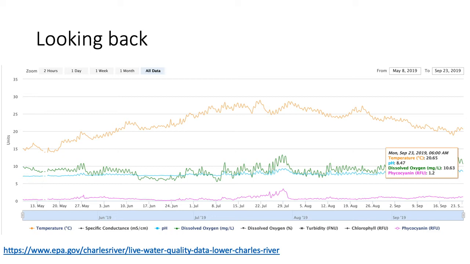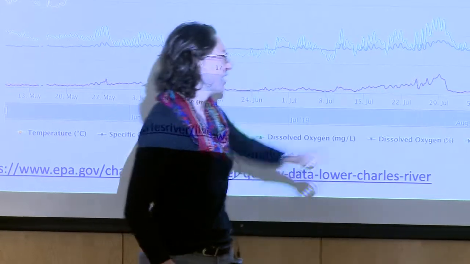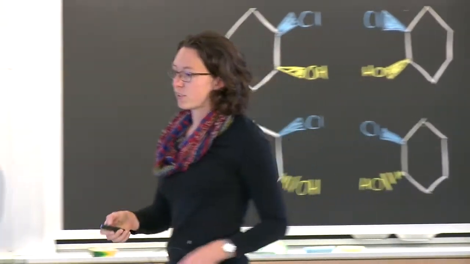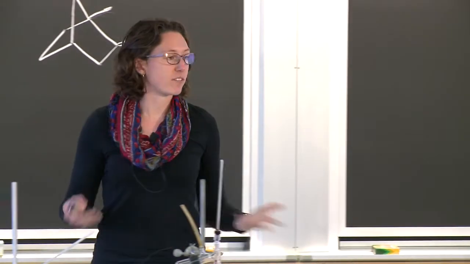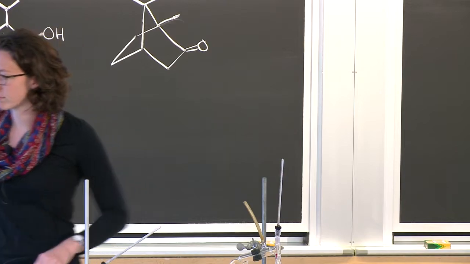And then this pink line that I added down here at the bottom is the phycocyanin, which is indicative of the cyanobacteria that you heard about in lecture before. You can see it peaked here in July and the beginning of August when we had the cyanobacteria bloom. So it's something that you can check out if you want to, when you're writing up your lab report, if you want some more information about what metrics they look at and keep track of in the Charles River.